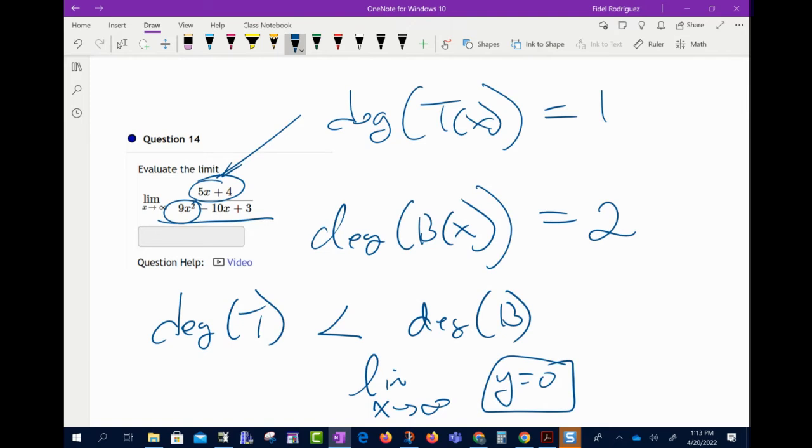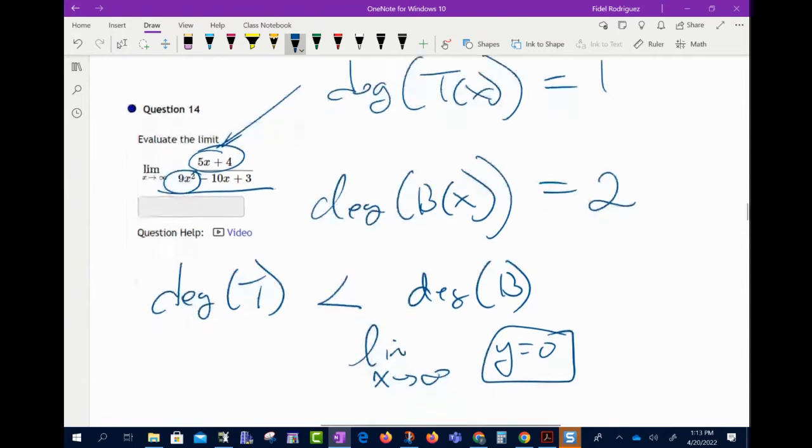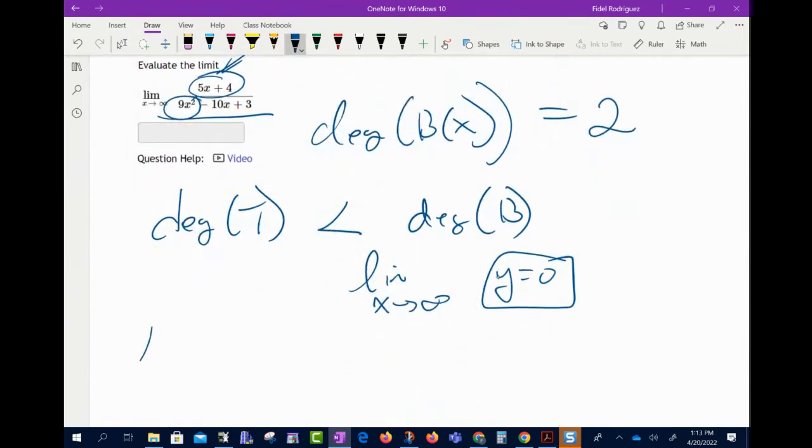Now, when we covered this section, I want to say this is maybe like 4.7, something like that. I don't remember off the top of my head right now. 4.7, 4.6, it was one of those two sections. The way that we justified this was what we would do with our problem, and I'm just going to write it down again. I'm looking at the limit as x approaches infinity of 5x plus 4 over 9x squared minus 10x plus 3.